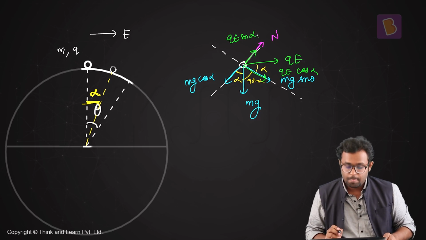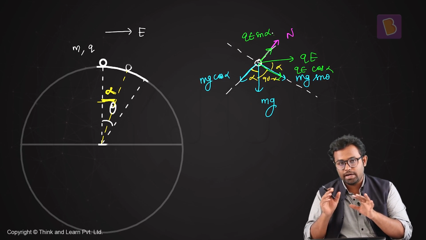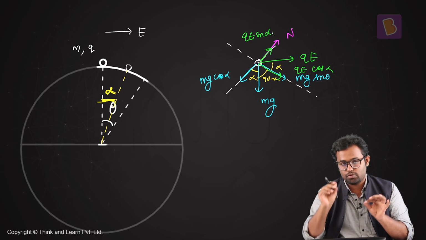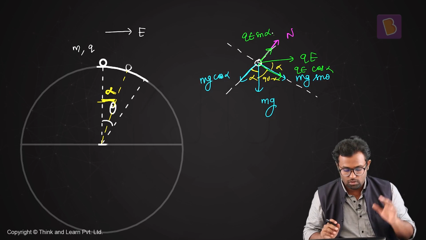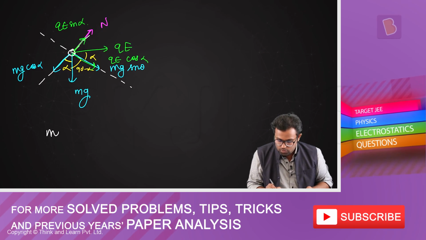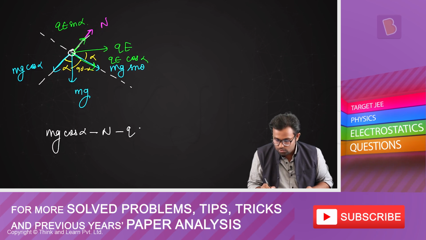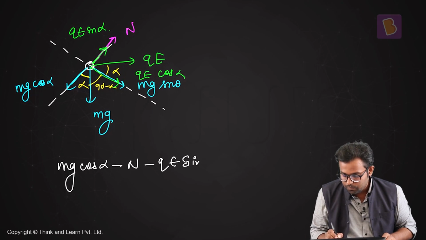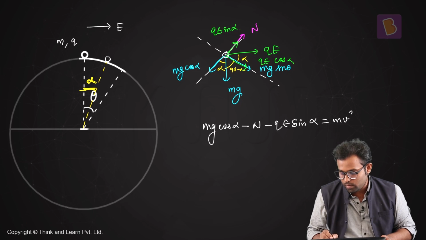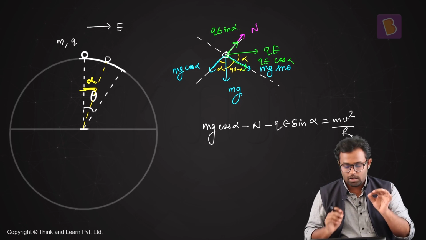So QE, if I resolve, I get here QE cos alpha, and perpendicular to that here I'll get QE sin alpha. Okay, now I know all the forces in the radial direction should add up to a net force which must provide the centripetal force for this motion, right, because it is moving in a circular path on the top of this hemisphere. So let me do that. I get mg cos alpha minus N minus QE sin alpha equal to the centripetal force, which is mv square by capital R. Okay, so this is the expression at a general point.